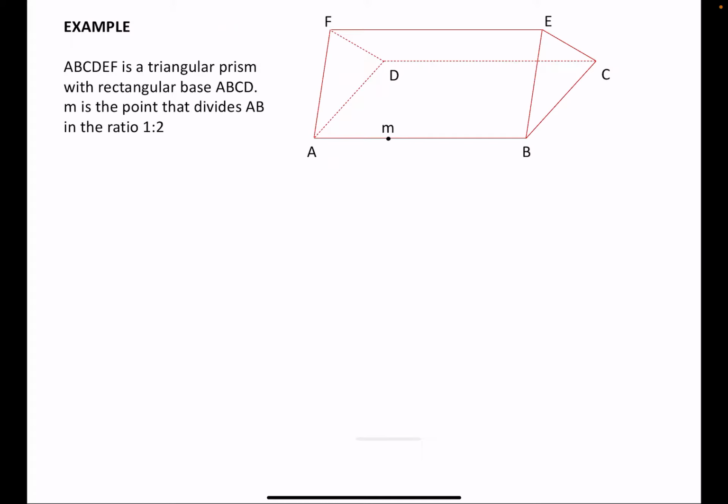It's the same kind of idea in Higher. Obviously we're just making it a little bit more complicated and adding in some ratio as well. So ABCDEF is a triangular prism with a rectangular base ABCD.